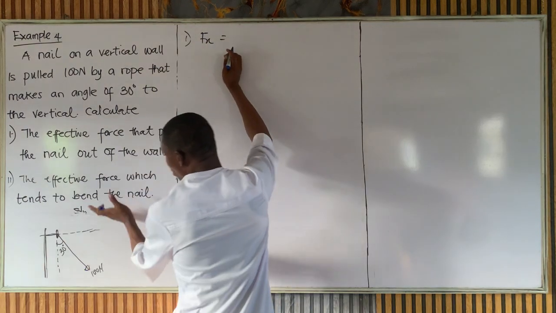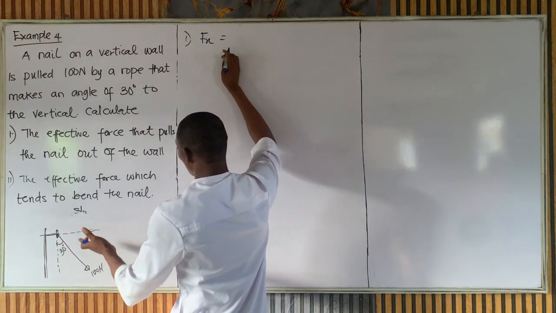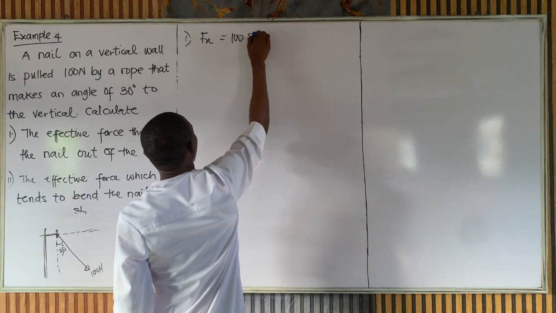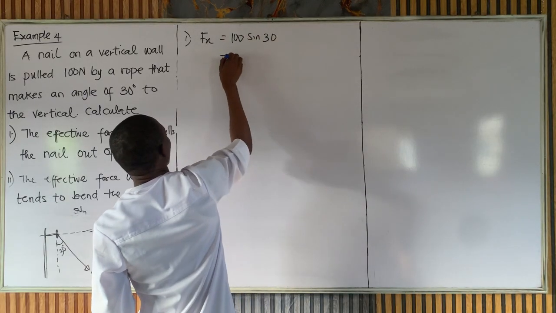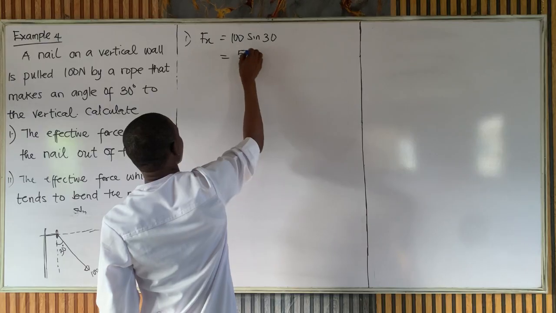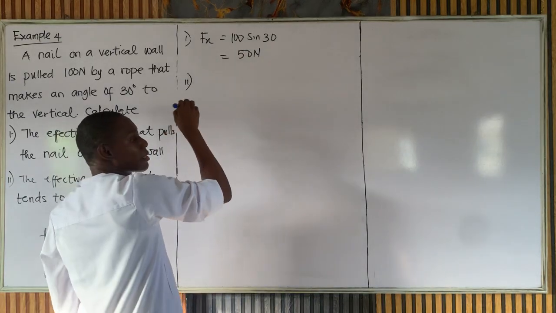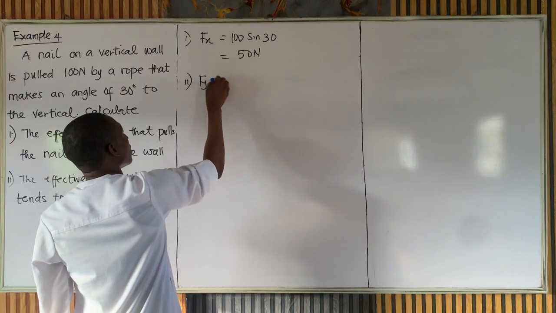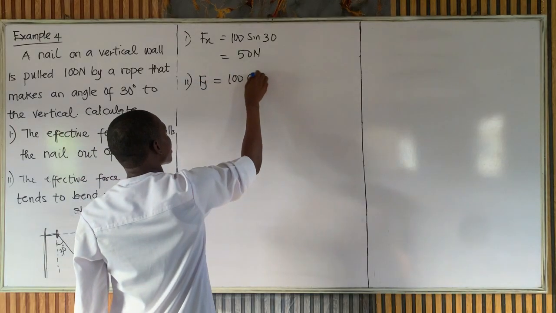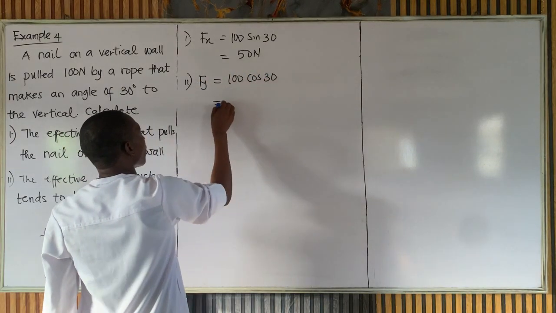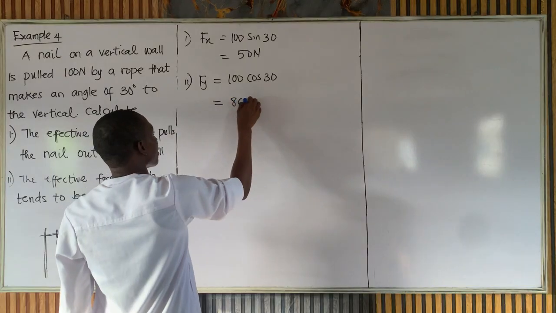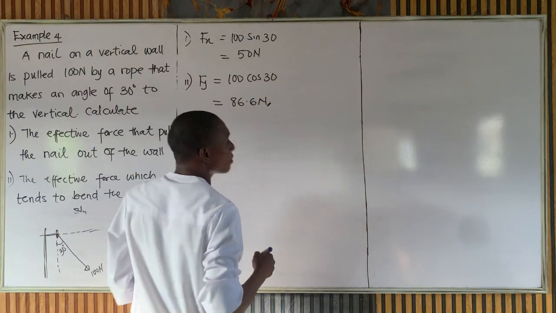If you are resolving this to the horizontal, what's it going to be? You are resolving away from the angle, so it will be 100 sine 30. That will give us 50 Newton. And the second part, the effective force that tends to bend the nail, is the Fy, which is going to be 100 cos 30. That's going to give us 86.6 Newton. That's that for this question.